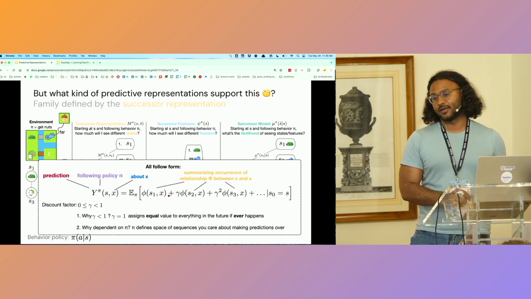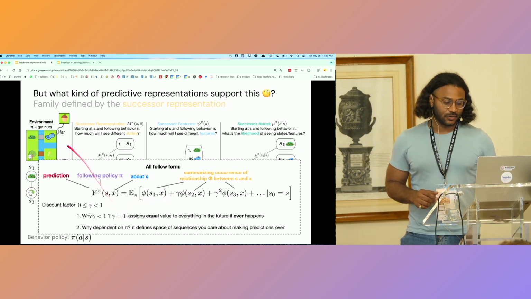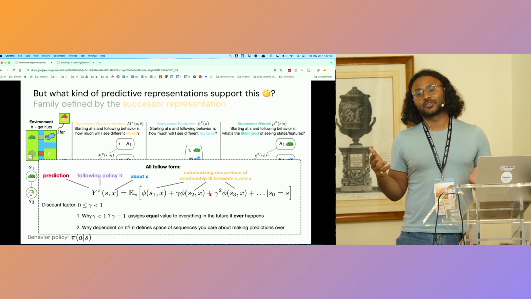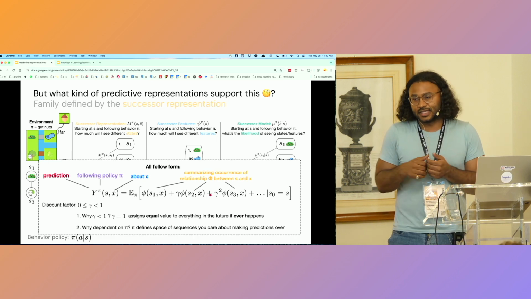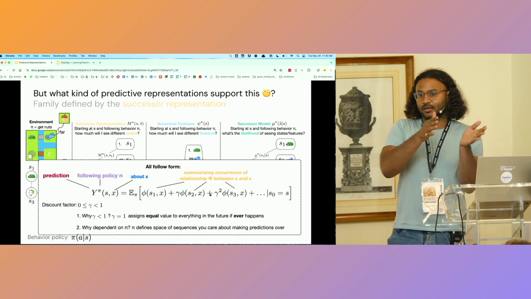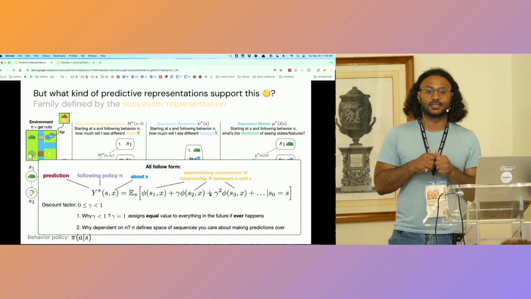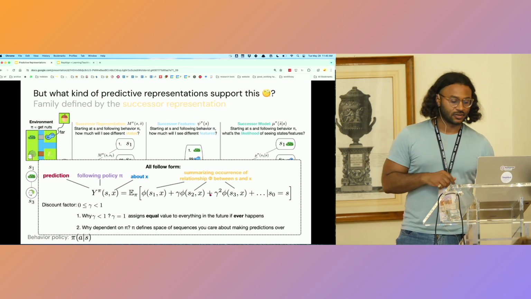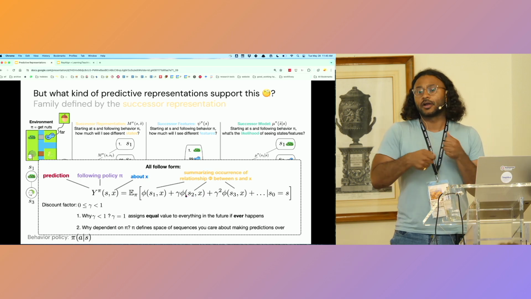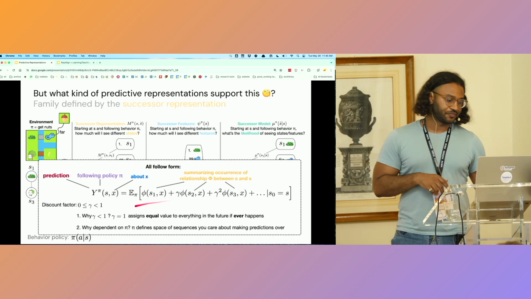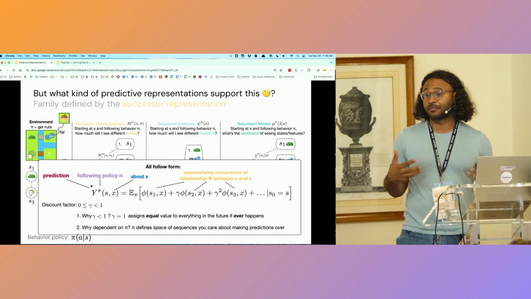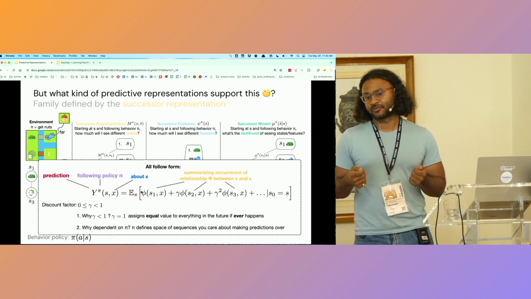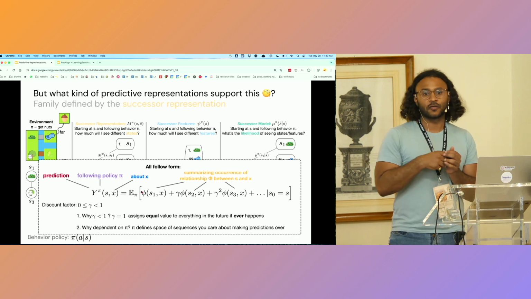Now, you might ask, why have gamma less than 1? Going back to this intuitive example, this is an infinite sum. So if you have gamma equal to 1, then a mouse will see everything at some point in the future. So you don't really get partiality about different actions or different policies if you have gamma equal to 1. It's also useful mathematically to have it less than 1, but at least this is some intuition. When you have it less than 1, you prioritize seeing things more immediately. And the second question is, why do we have this dependence on the policy? The policy essentially defines the space of sequences that you'll be making predictions over. So this allows you to target the predictions over the features you care about.